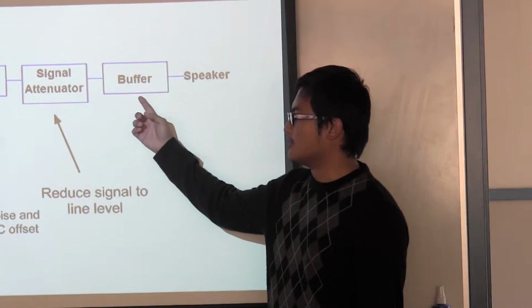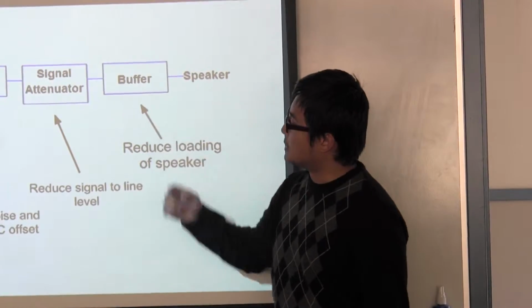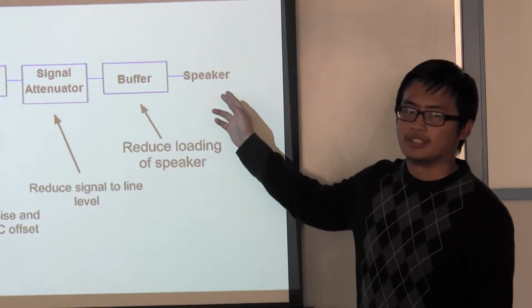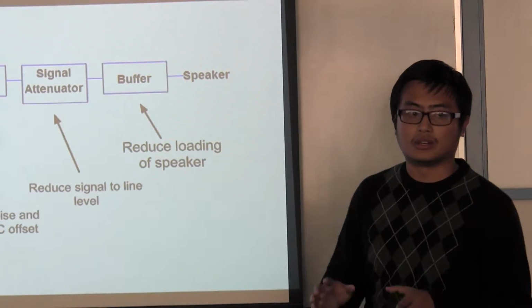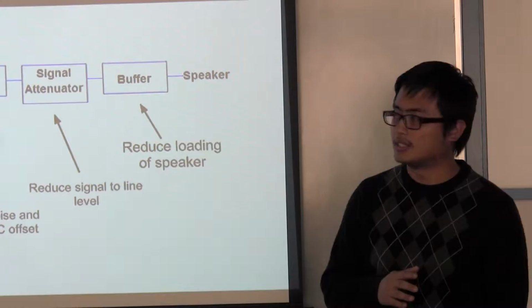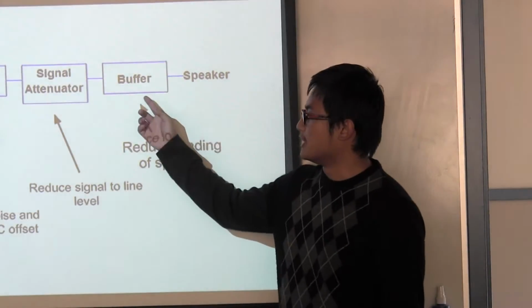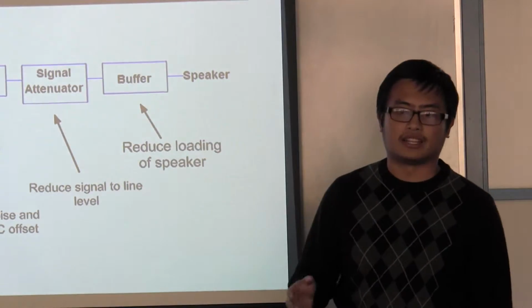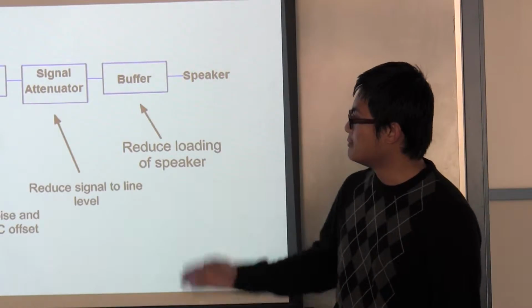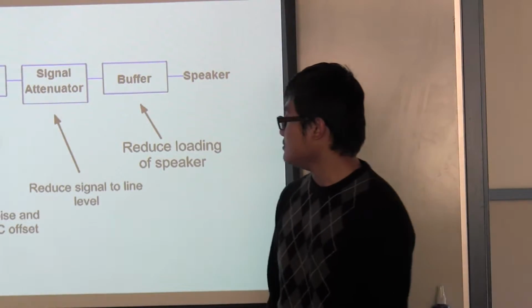And that leads us to the buffer. This was to reduce the loading effect of the speaker, because the speaker has a very low impedance. Its range is around 30 ohms or less. The buffer is just an op amp, so it has a low output resistance, which gives a better effect.